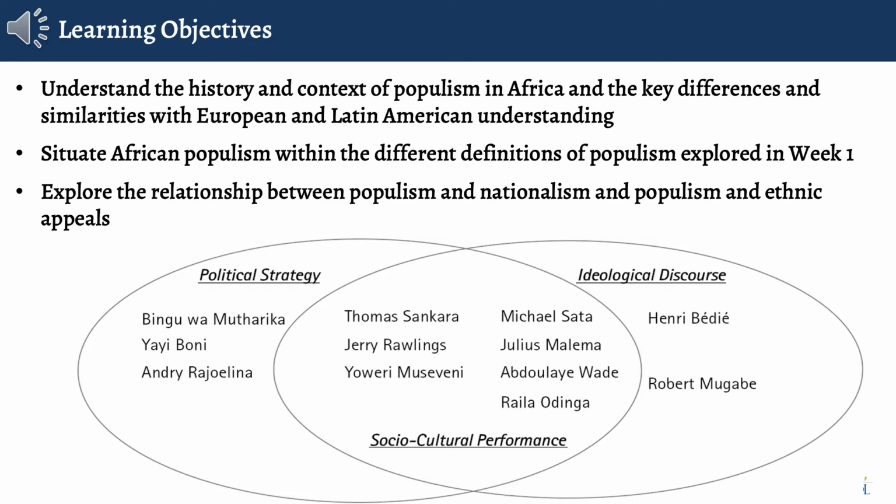And this is important. Weyland's definition as a political strategy is important because, unlike in Latin America, North America or Europe, where parties are well institutionalized and tend to have very clear programmatic or policy programs, the relative newness of democracy in Africa and party systems and the absence of mediating organizations means that many parties are essentially synonymous with their leaders in a way that they're not in other contexts.